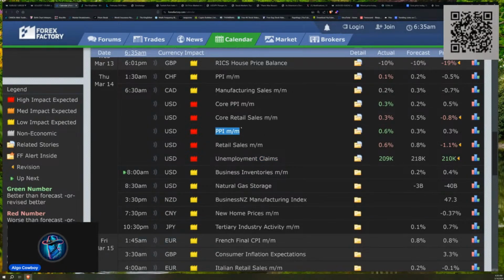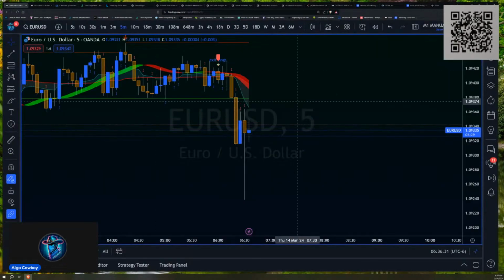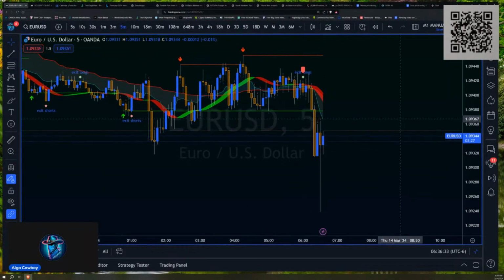So CPI is a measure of inflation for consumers. PPI is a measure of inflation for producers. And when inflation goes up in the current environment, that means the dollar gets strong. Okay, when the dollar gets strong, anything traded against the dollar gets weak.